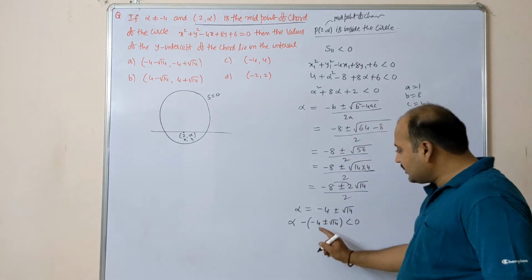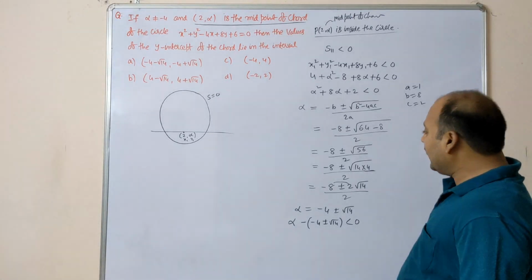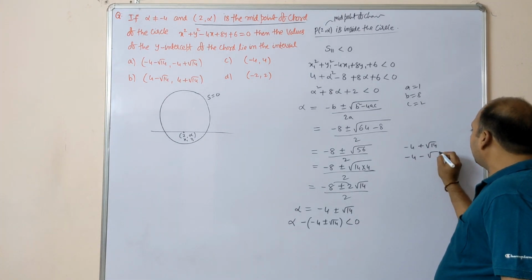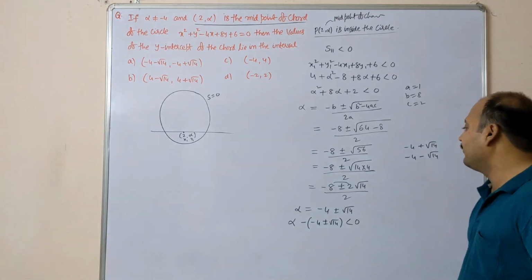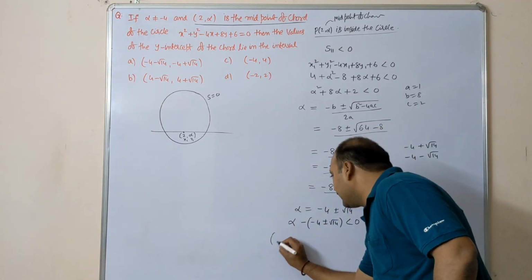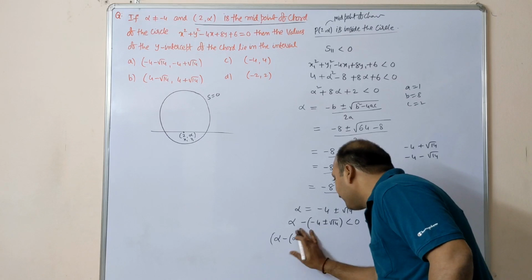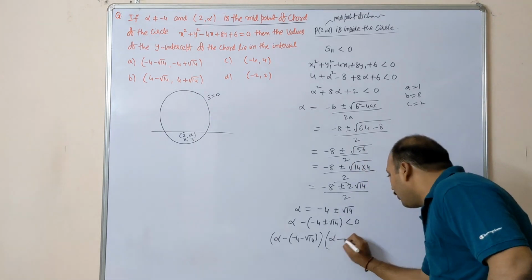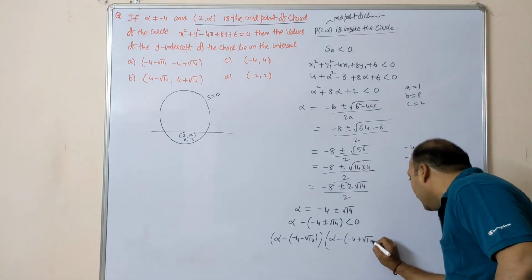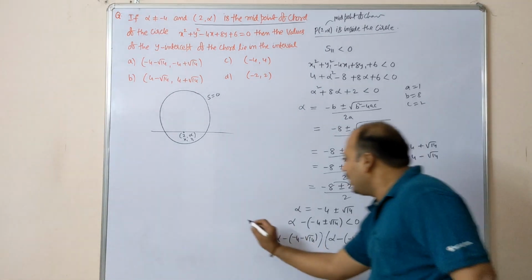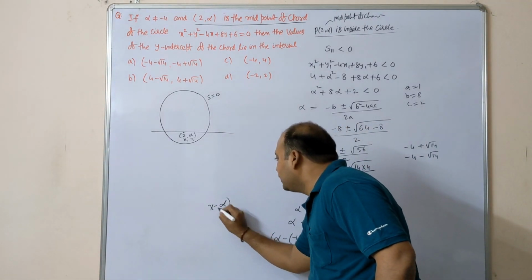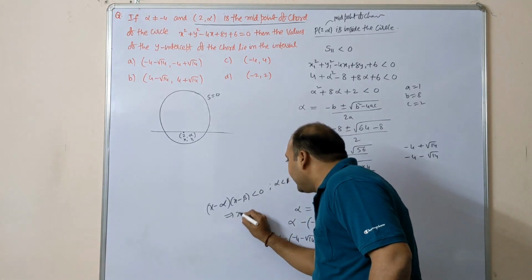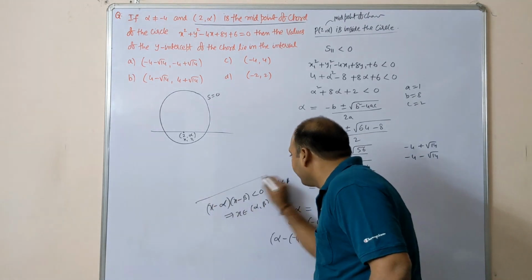This we can write with two possibilities here. One is minus 4 plus root 14. Another one is minus 4 minus root 14. Among these two, which one is less? This is less. So we can write it as alpha minus (minus 4 minus root 14) into alpha minus (minus 4 plus root 14) is less than 0. Here we have one formula: (x minus alpha) into (x minus beta) is less than 0. When alpha is less than beta, x belongs to (alpha, beta) only, no? One of the domain formulas.